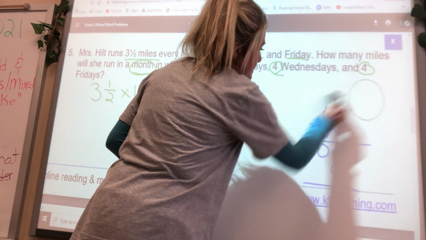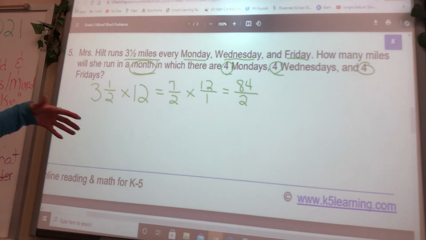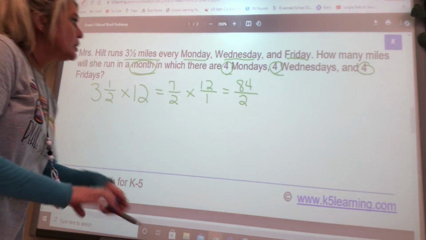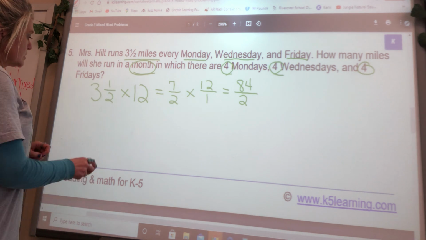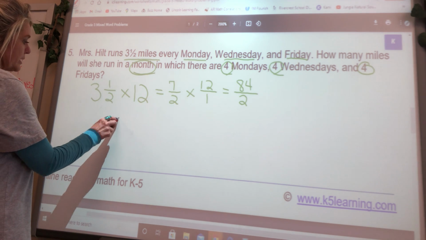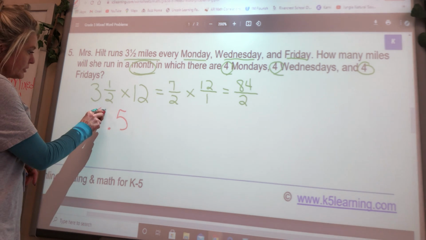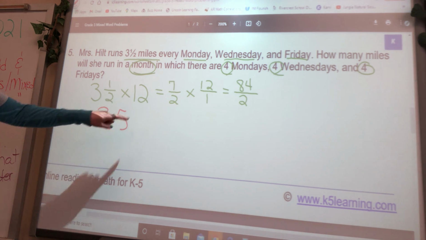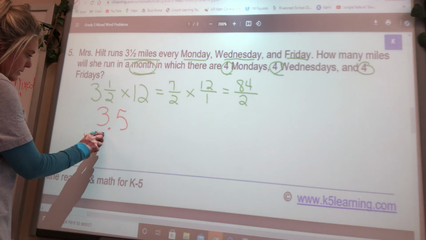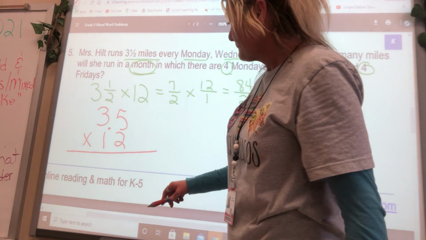Now, I said we could do this 2 different ways. We're still going to get the same answer. It's just some people work with fractions better, some people work with decimals better. Well, if we remember back to our decimals, we said that a half can also be represented with a 0.5. So if we have 3 1/2, we have 3.5. 3.5 times how many days? 12 days. So I would stack those. And then multiply as usual.